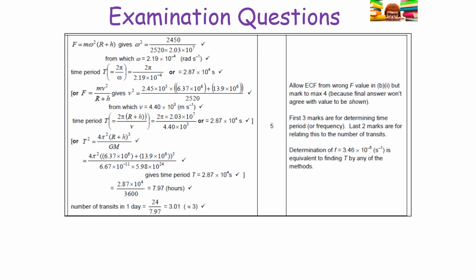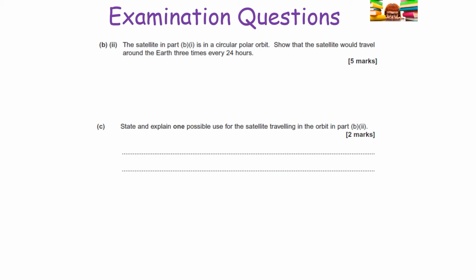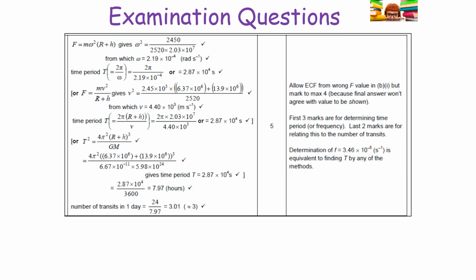Now again, how to answer these types of questions is always remember that an object carrying out a circular orbit is carrying out circular motion. So all the equations we looked at previously for circular motion, such as F equals mv squared over r, and F equals m omega squared r, and omega equals 2 pi over t, are still applicable in this situation. Now the next question is asking what could we use a satellite which has, if you notice, a circular polar orbit, what could it be used for?